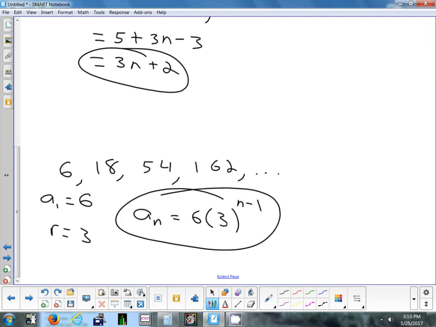Okay, so let's try it and see if it works. Let's check the second term. What if you plug 2 in for n? 2 minus 1 is 1. And 3 to the first? And 3 times 6 gives me 18. And if you check it for any other term, it will work. So that's an explicit formula for a geometric sequence.